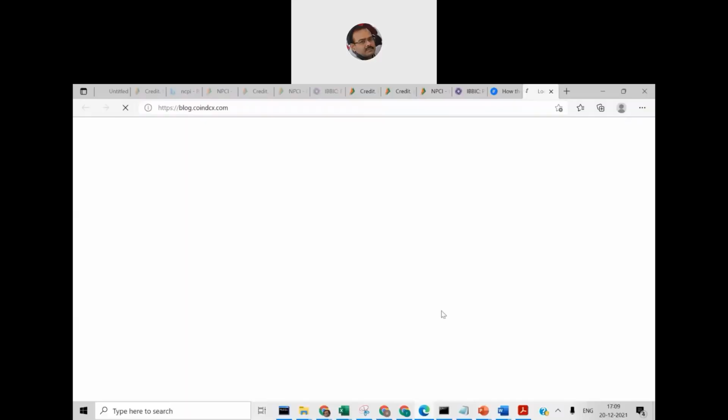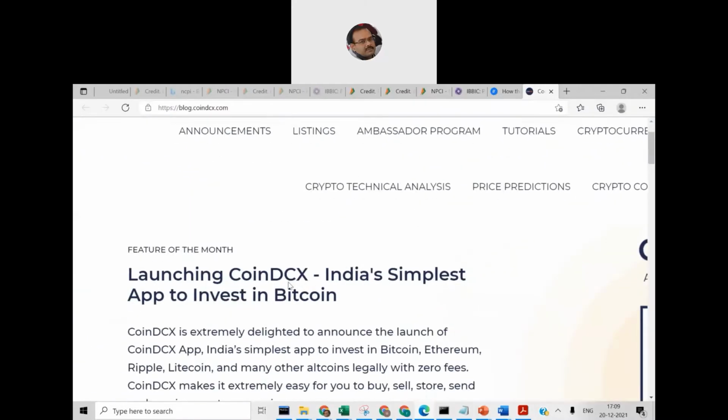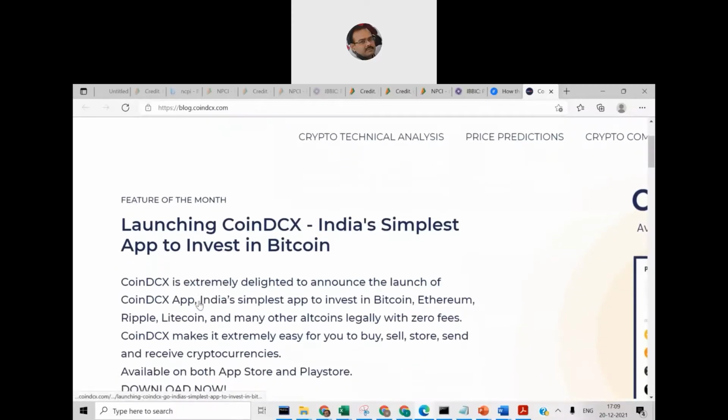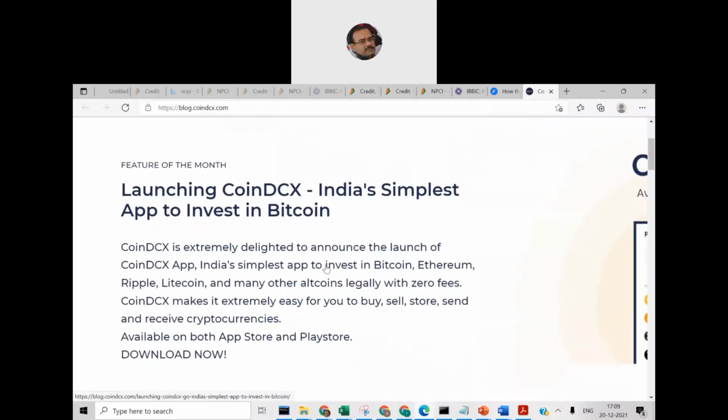So this is what CoinDCX looks like. Launching CoinDCX, India's simplest app to invest in the Bitcoin market. CoinDCX is extremely delighted to announce the launch of the CoinDCX app, India's simplest way to invest in Bitcoin and Ethereum, which are well-known cryptocurrencies around the world.